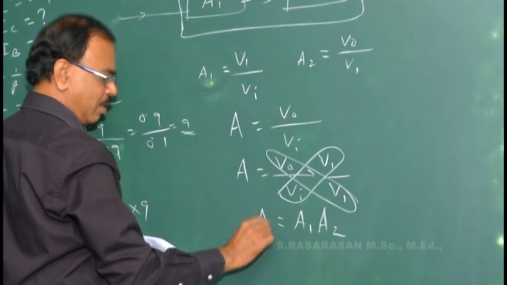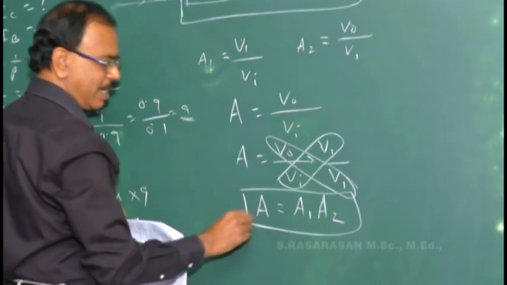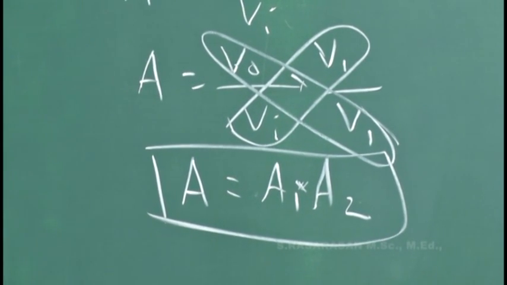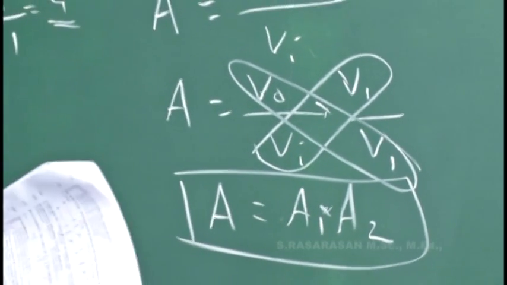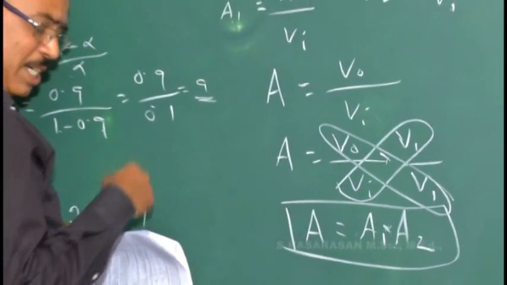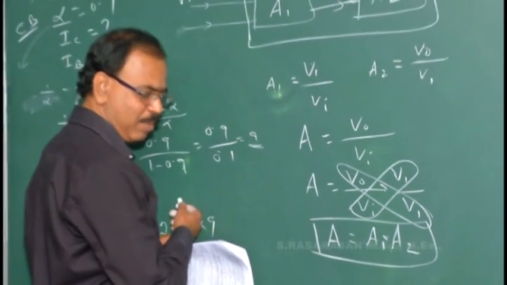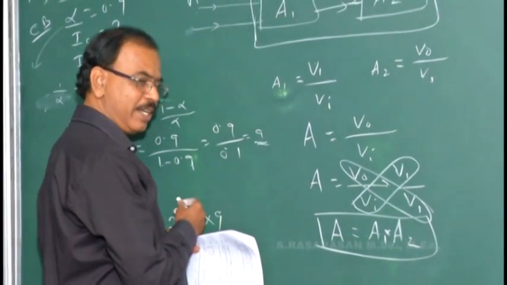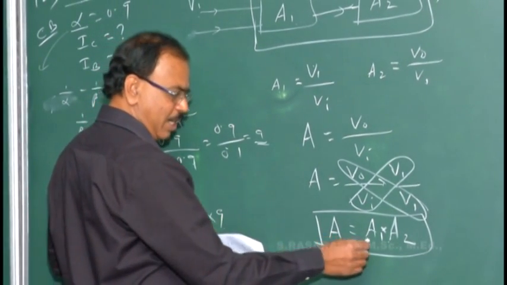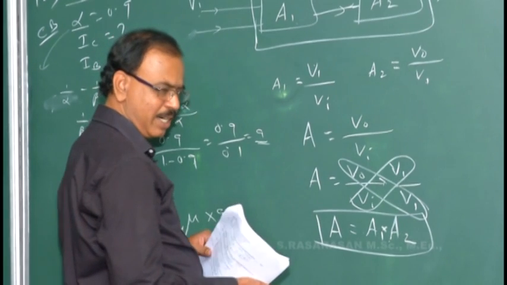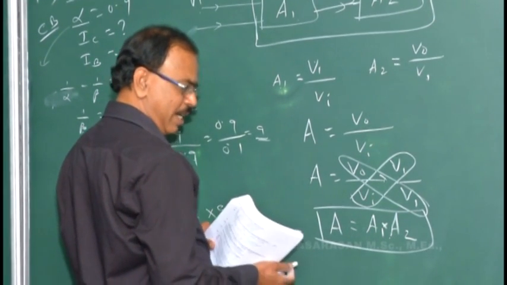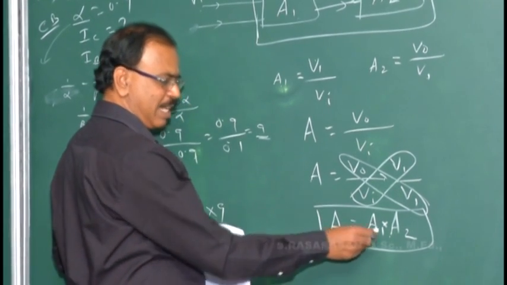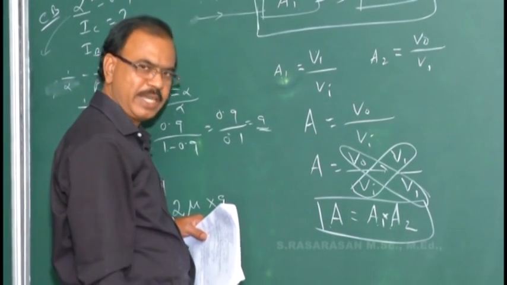So A is equal to A1 into A2, the product of the two individual gains. The advantage of multi-stage cascading amplifiers is that a sufficient gain can be obtained if the gain of one amplifier is 100, another amplifier is also 100, or some different value. The net gain in a multi-stage amplifier is the product of the individual gains.